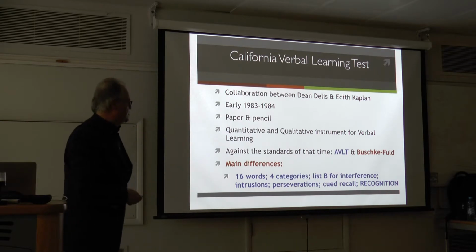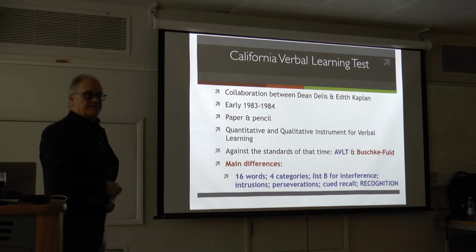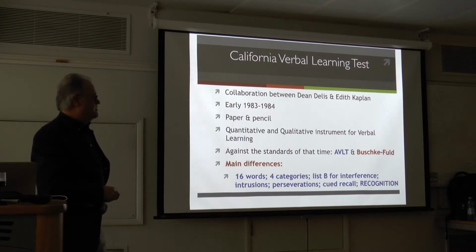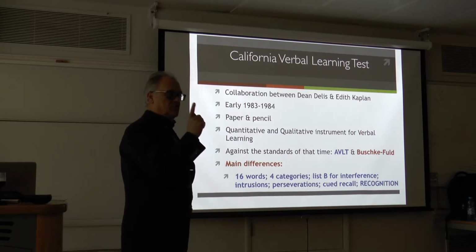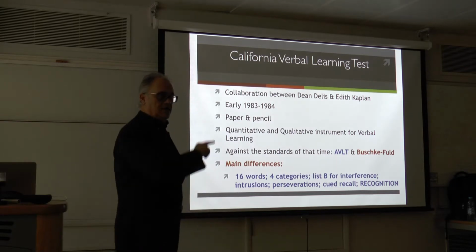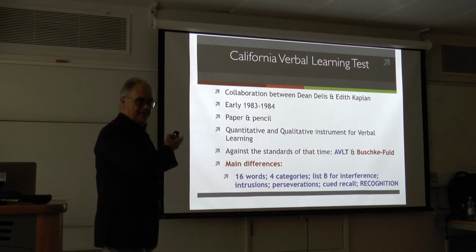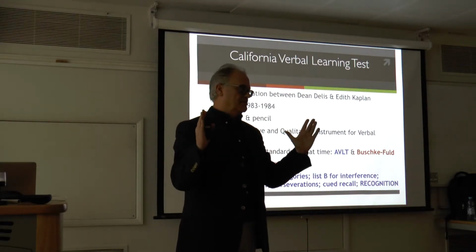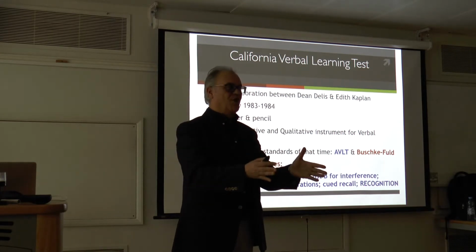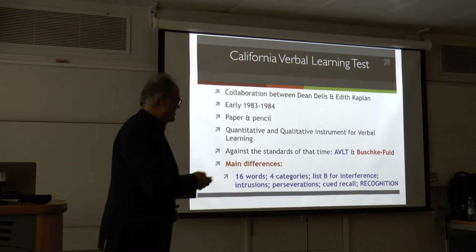We cannot address the issue today. The main differences: these are 16 words rather than 15, with 4 categories. There was a list B for interference with the same characteristics. You were measuring also intrusions, perseverations, cued recall, and recognition. So with the same tool, with the same instrument, we were looking at all these things. And I can guarantee, and I try to show you, that it's completely different to use the test in a normal population and in a pathological population with different pathologies.